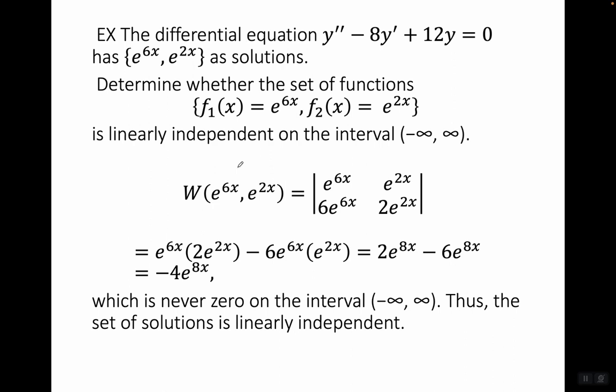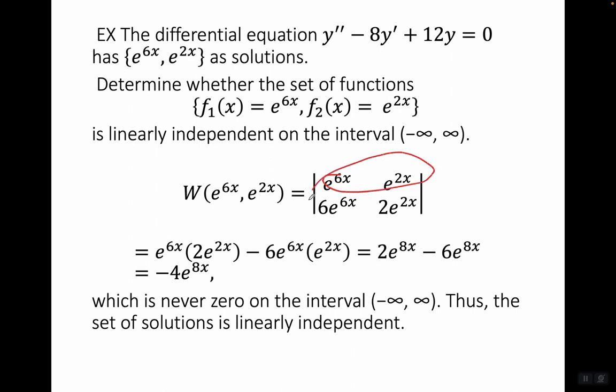For example, the differential equation y double prime minus 8y prime plus 12y equals 0 has e to the 6x and e to the 2x as solutions. Determine whether the set of functions f1(x) equals e to the 6x, f2(x) equals e to the 2x is linearly independent on the interval from negative infinity to infinity. We're going to use the Wronskian. So we calculate the Wronskian of this set.